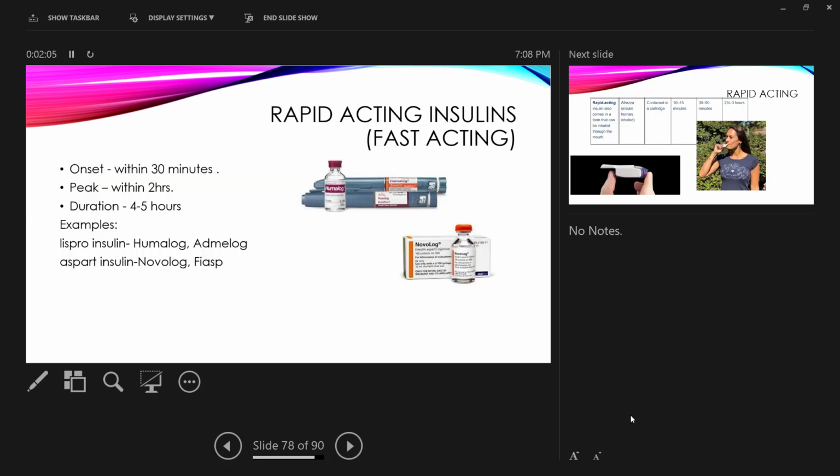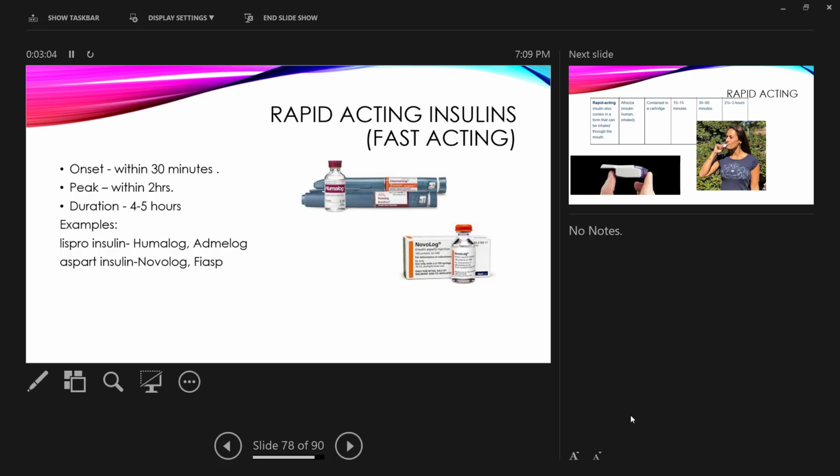Okay, let's take a look at the various types of insulin now. We'll start with rapid-acting insulins. Rapid-acting insulins are also called fast-acting insulin. The most common ones that you'll see are the Lispro insulin. Brand names are Humalog and Admelog. Another type of rapid-acting insulin is Aspart insulin, and the brand names include Novolog and Fiasp.